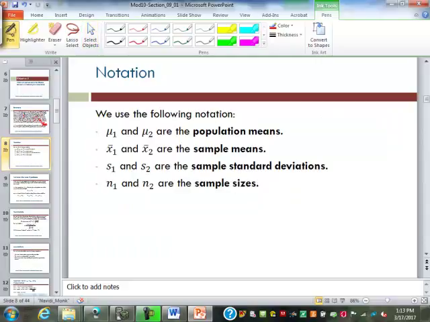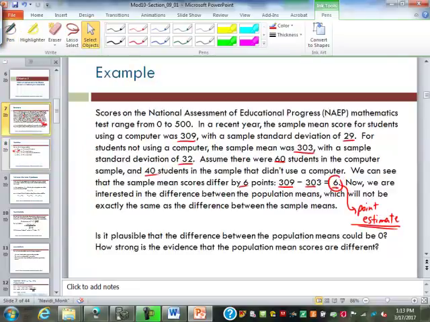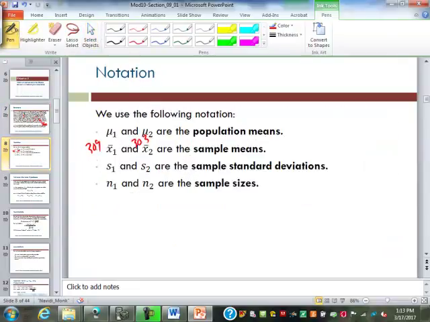So we've got mu1 and mu2. Those are the two population means. That was the 309 and the 303. Oh, sorry. Those are the population means, and we don't know what those are. That's what we're trying to make an inference about. The sample means are the 309 and the 303. We have the standard deviations. Those were the 29 and 32. And the sample sizes were 60 and 40.